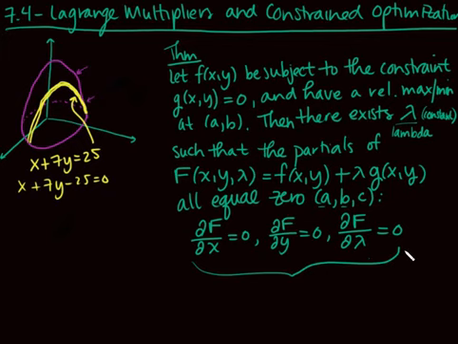So let's do an example, because that's always the easiest way to just see what we're doing. Okay, let's get a new layer here, and let's do an example. So let's minimize the function.